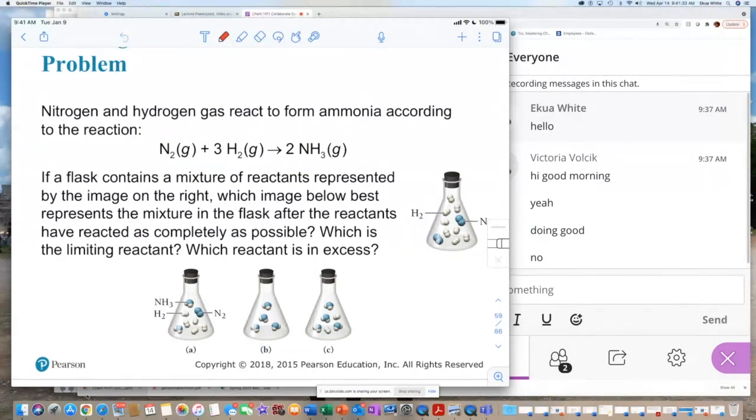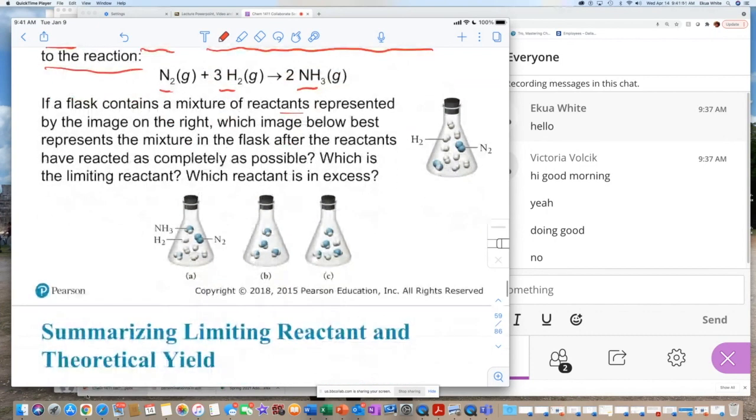to solve it. Okay, we're looking at nitrogen and hydrogen gas reacting to form ammonia according to the reaction below. So the nitrogen gas and the hydrogen gas are reacting to form ammonia. If a flask contains a mixture of reactants represented by the image on the right, so this is the flask right here on the right, which image below best represents the mixture in the flask after the reactants have reacted as completely as possible? Which is the limiting reactant, which is the excess reactant, or which is the reactant in excess?